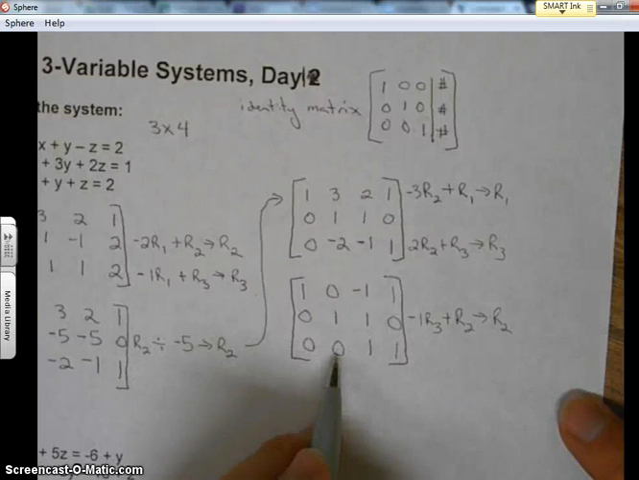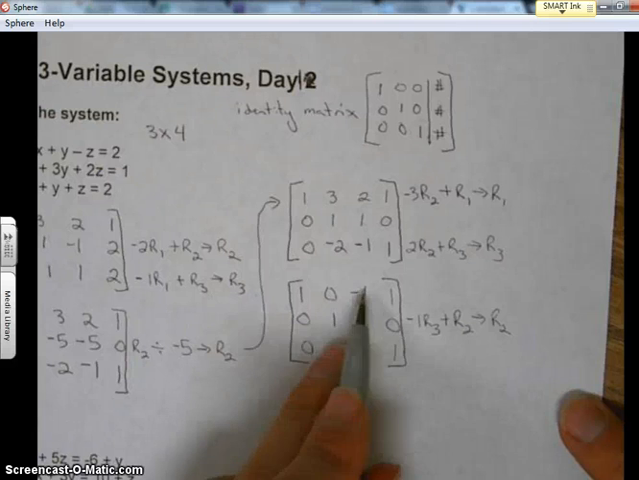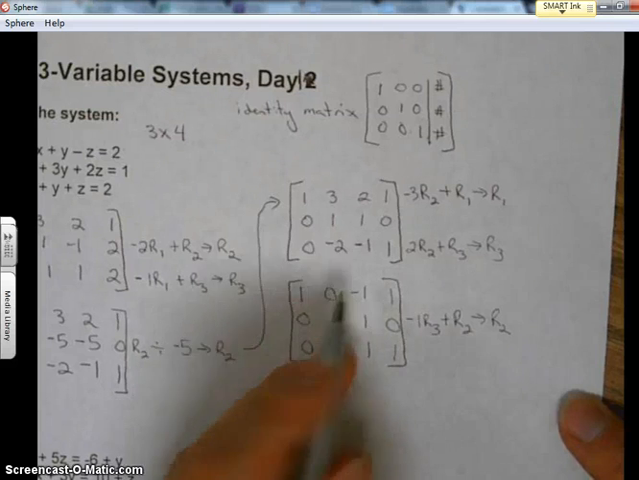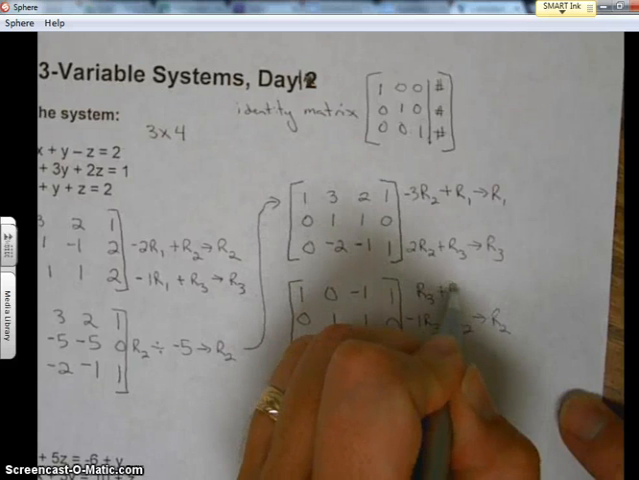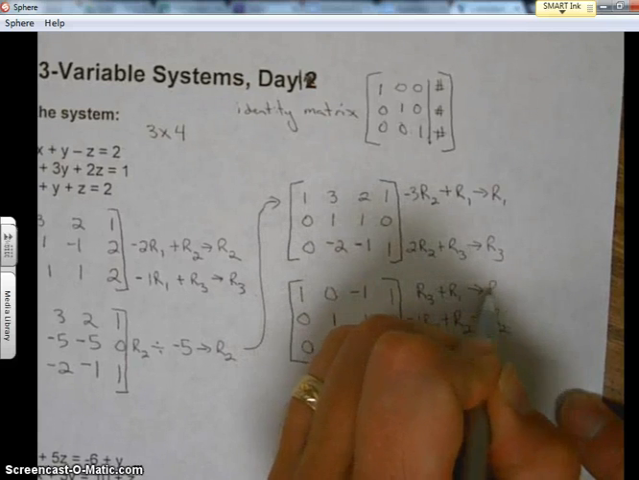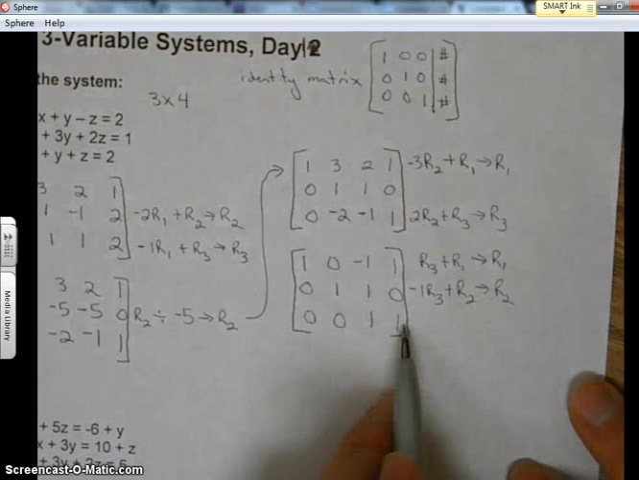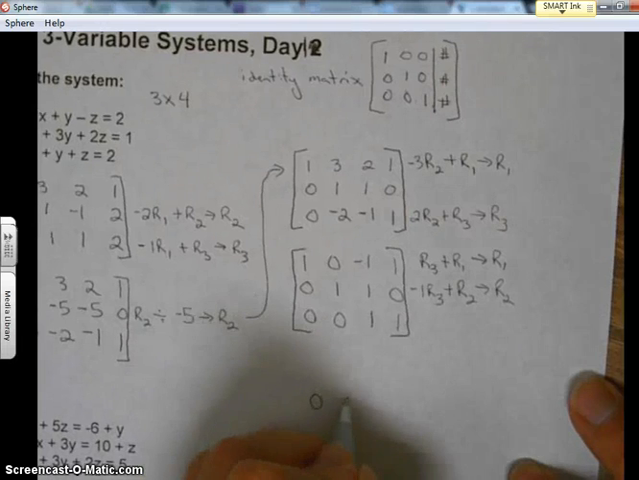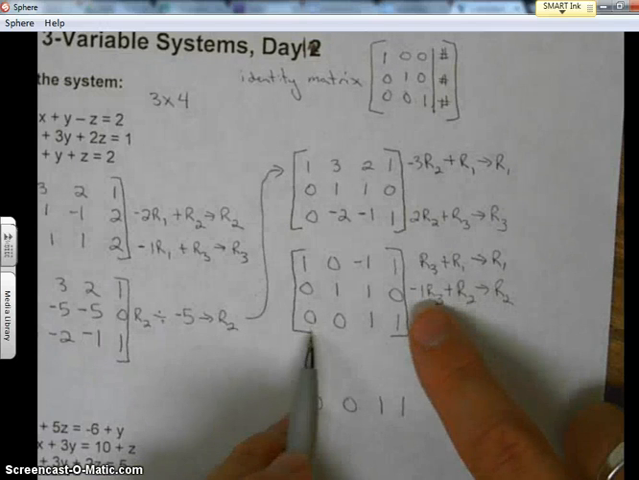And I think I'm going to just add these together because 1 plus negative 1 is going to give me my 0 here. So I'm just going to take row 3, add it to row 1, and that'll give me a new row 1. Alright, so notice that we did nothing to row 3. So let's do the math.